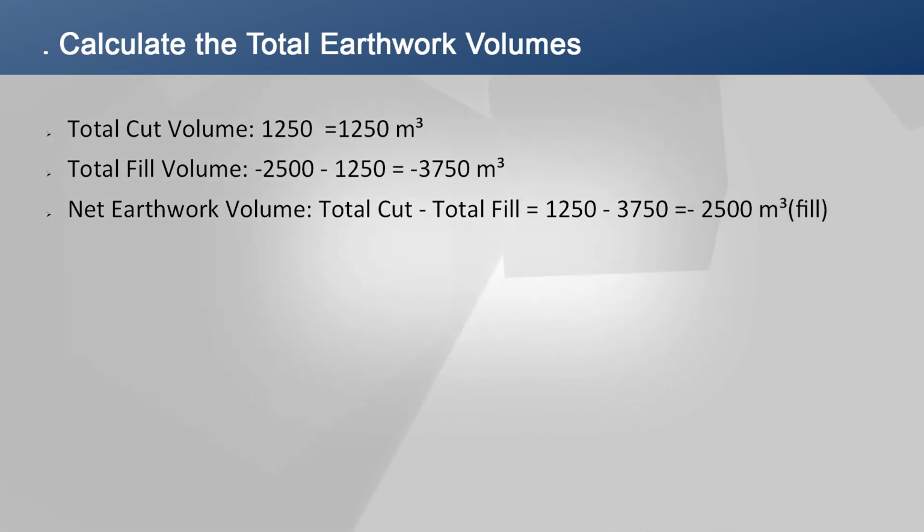1250 cubic meter, total filling volume as minus 2500 minus 1250. If we do the calculation, we will get minus 3750 cubic meter. So, net earthwork calculation will be total cut minus total fill. So, it will be 1250 minus 3750, means minus 2500 meter cube, or we can say 2500 meter cube filling is the net earthwork. I hope you understood case study 1.